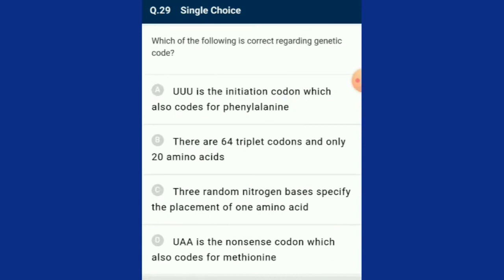Question number 29. Which of the following is correct regarding genetic code? There are 64 triplet codons which code for 20 amino acids. This is due to degeneracy of code, as some amino acids are specified by more than one codon. Only tryptophan and methionine are specified by single codons. All other amino acids are specified by two or more codons. Phenylalanine, that is UUU and UUC, to 6. Arginine is represented by 6 codons. So the answer for this question is option B. There are 64 triplet codons and only 20 amino acids are formed.